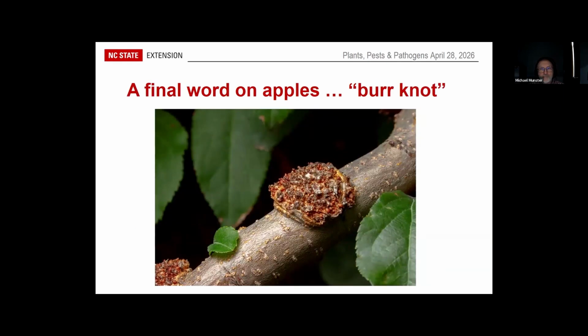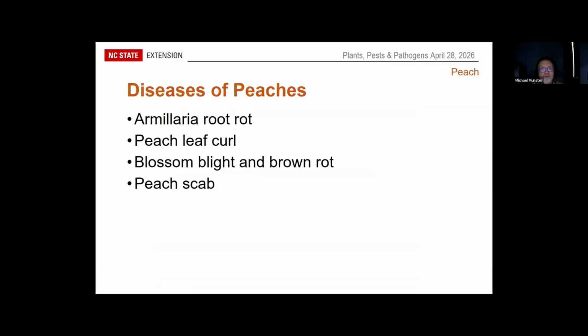A final word on apple, and a nice picture here from Matt. This is something that sure looks like a disease, or you might think it looked like one of the pests that Matt's going to talk about, but burnout is a physiological problem. I'm not sure if it has some genetic component because it is particularly a problem on certain apple cultivars, but this rather scary looking thing is not actually a disease. It is a characteristic or a phenomenon known as burnout.